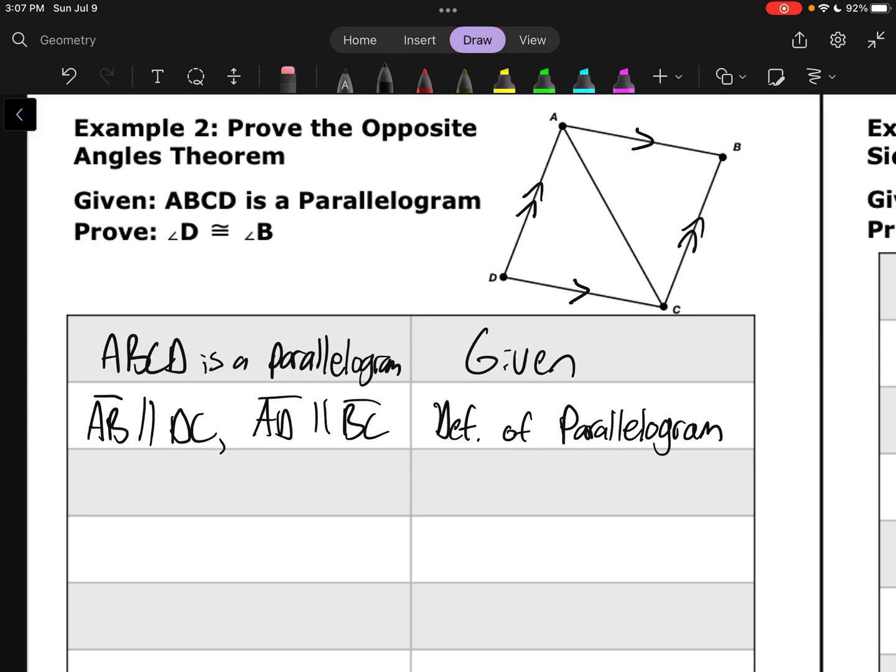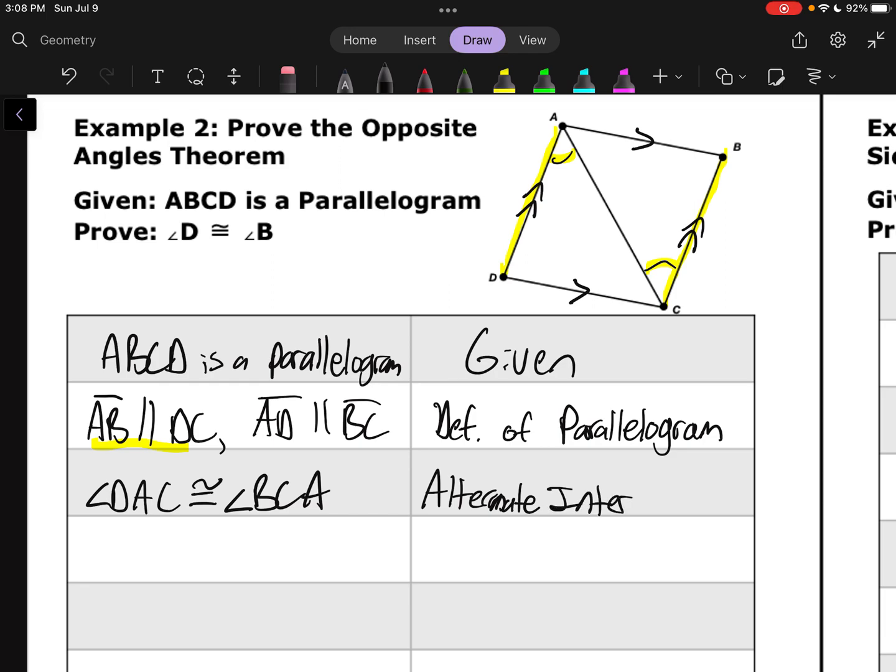But what I like about this is these two lines, they make some pretty cool alternate interior angles right there. So let's grab those. That would be angle DAC has to be congruent to angle BCA because of the alternate interior theorem. All right, alternate interior angles are always congruent if the lines are parallel, which we know since it's a parallelogram.